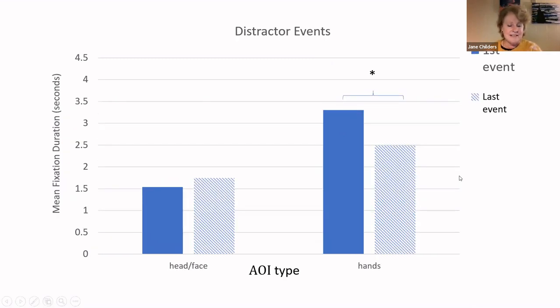For distractor events, though, their looking to the head or the face doesn't change. They maintain that over trials. So they keep looking at the head and the face, and they decrease their looking to the hands. They're looking less at the action as these distractor events go on. And that would actually help them learn the verb, because we don't want them distracted by irrelevant events. So if they can turn their attention away from those actions, that will help.